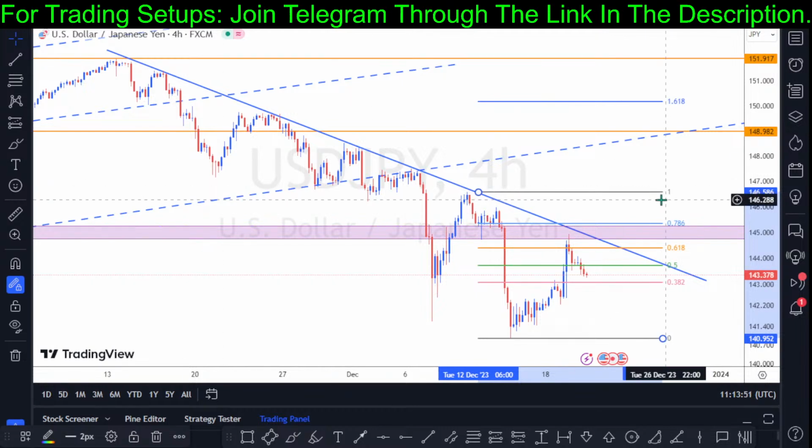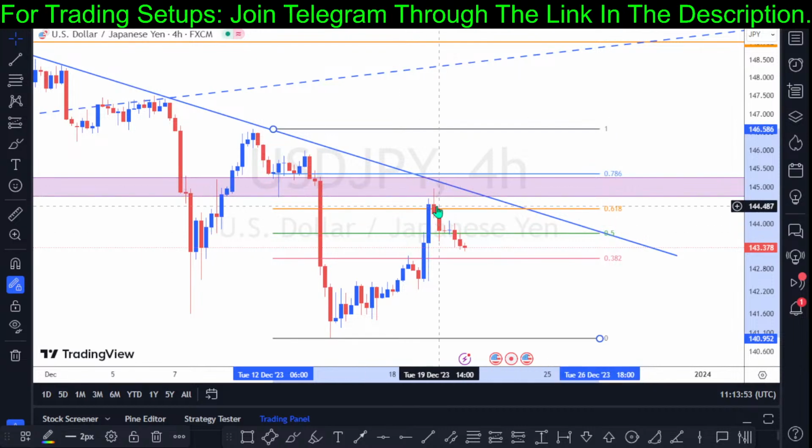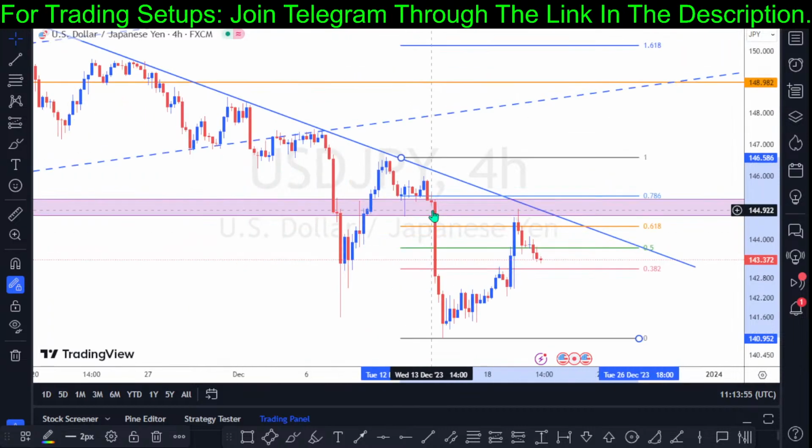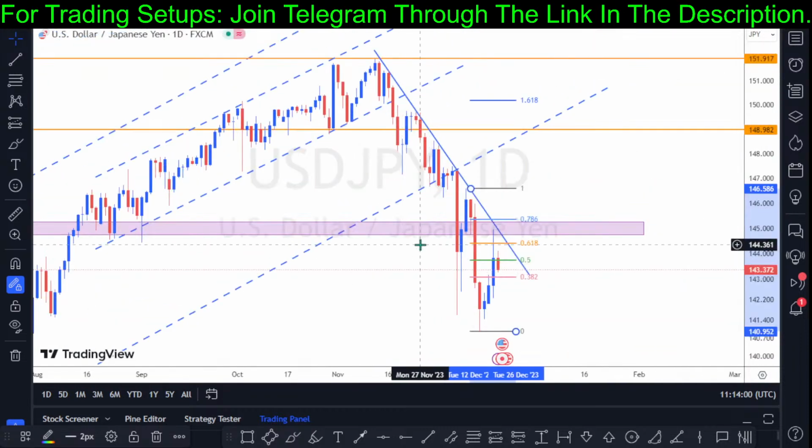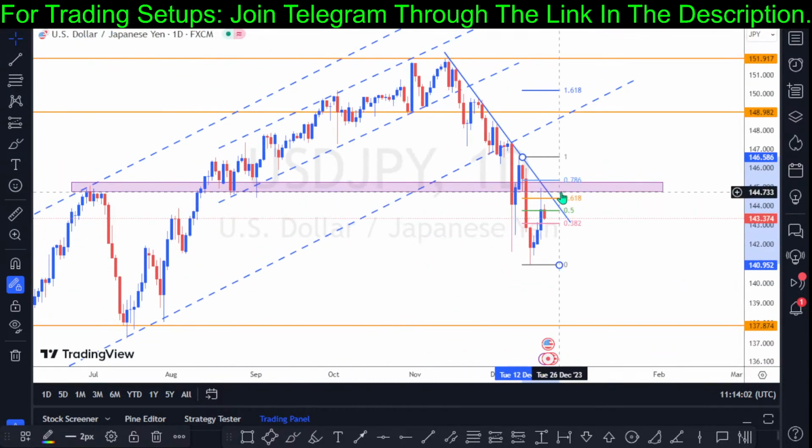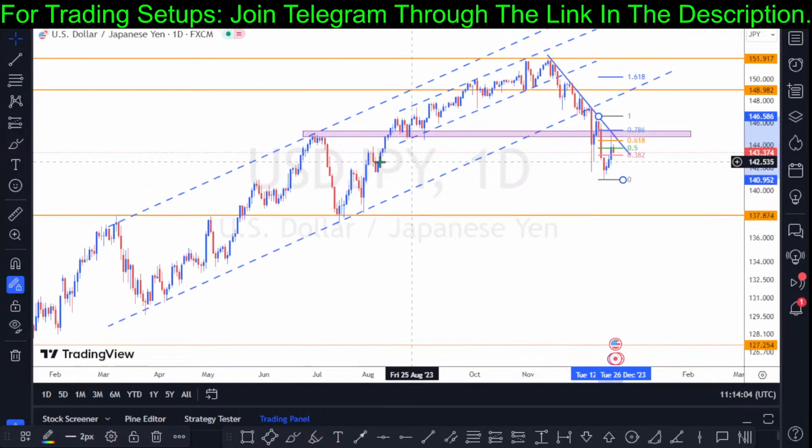But anyways, based on the 4-hour chart, price was rejected at the 0.618 Fibonacci retracement level, and then this was a pullback based on the day chart to a minor key level structure, which we added on this price chart right here.